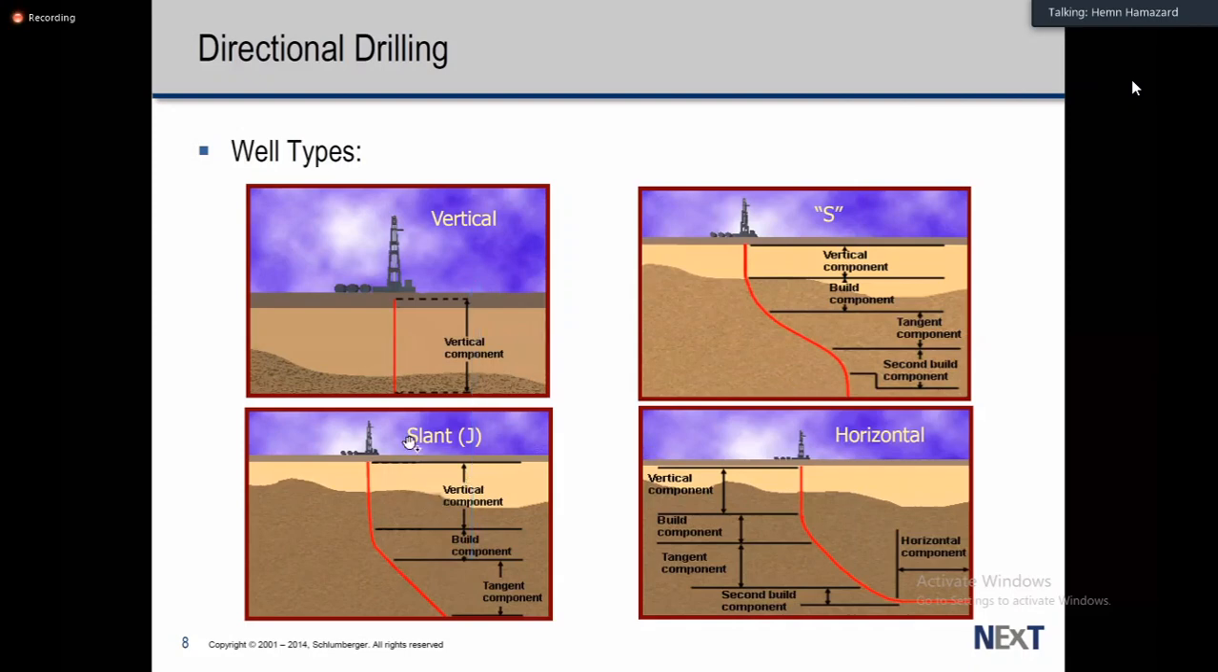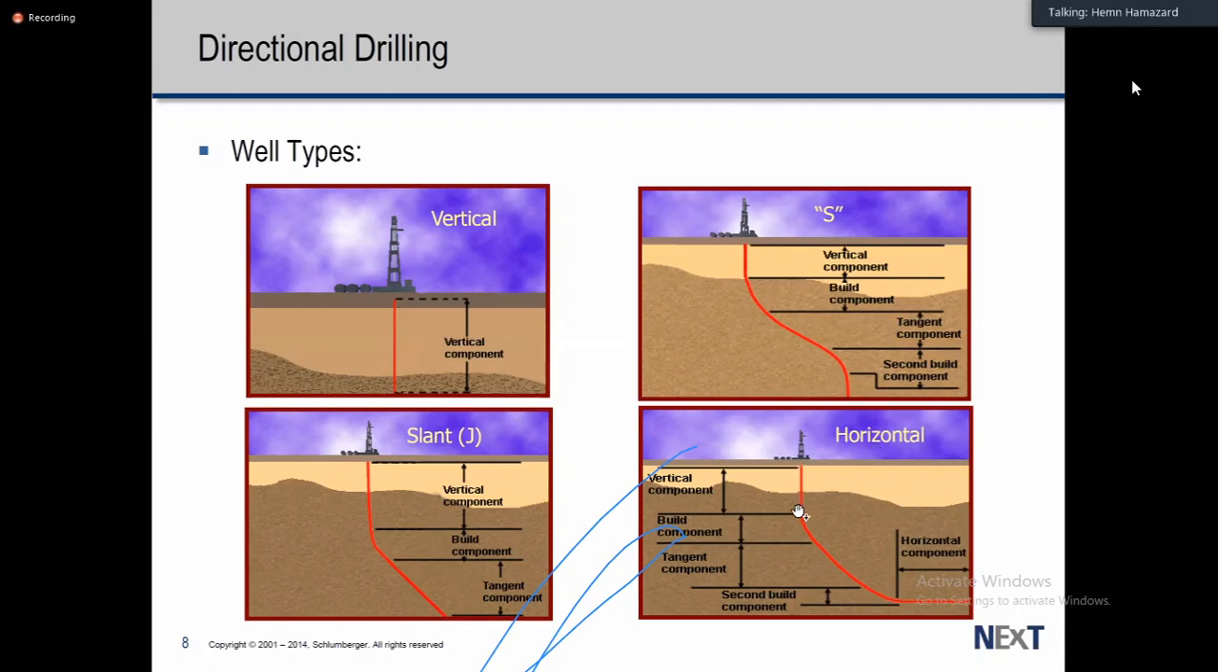You also have a slant hole or J shape, just a vertical part, and then you start kickoff. You kick off to a desired inclination and azimuth, and then after that you hold all the way to bottom. That's called J. And also you have a horizontal well.